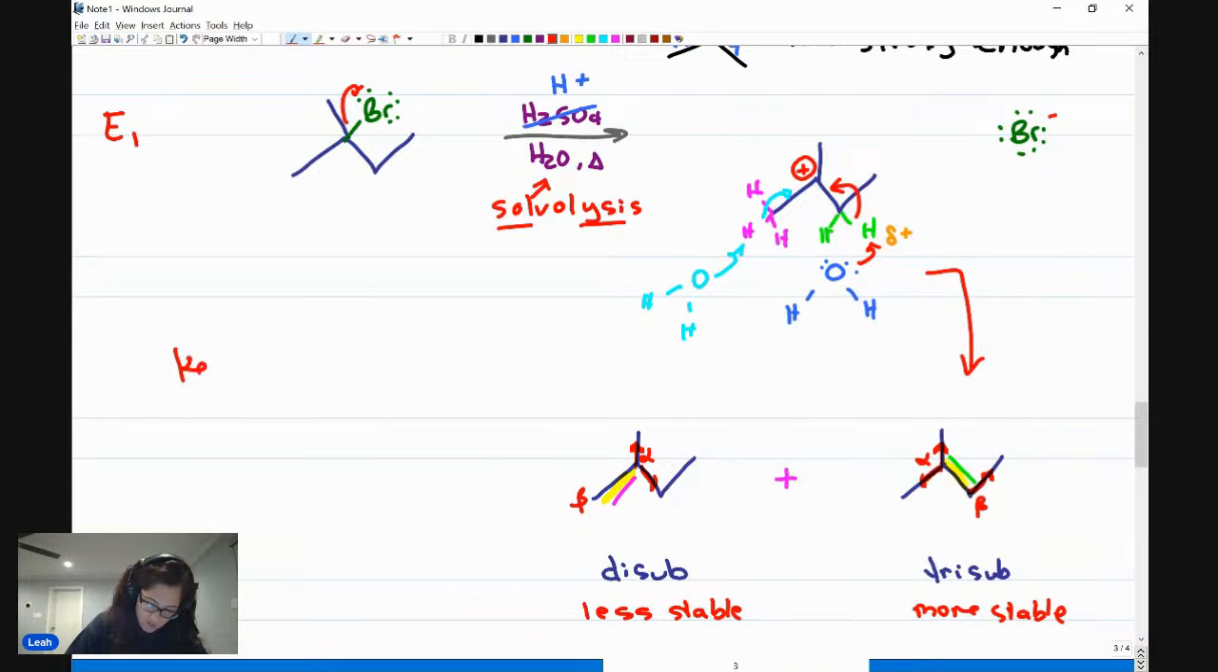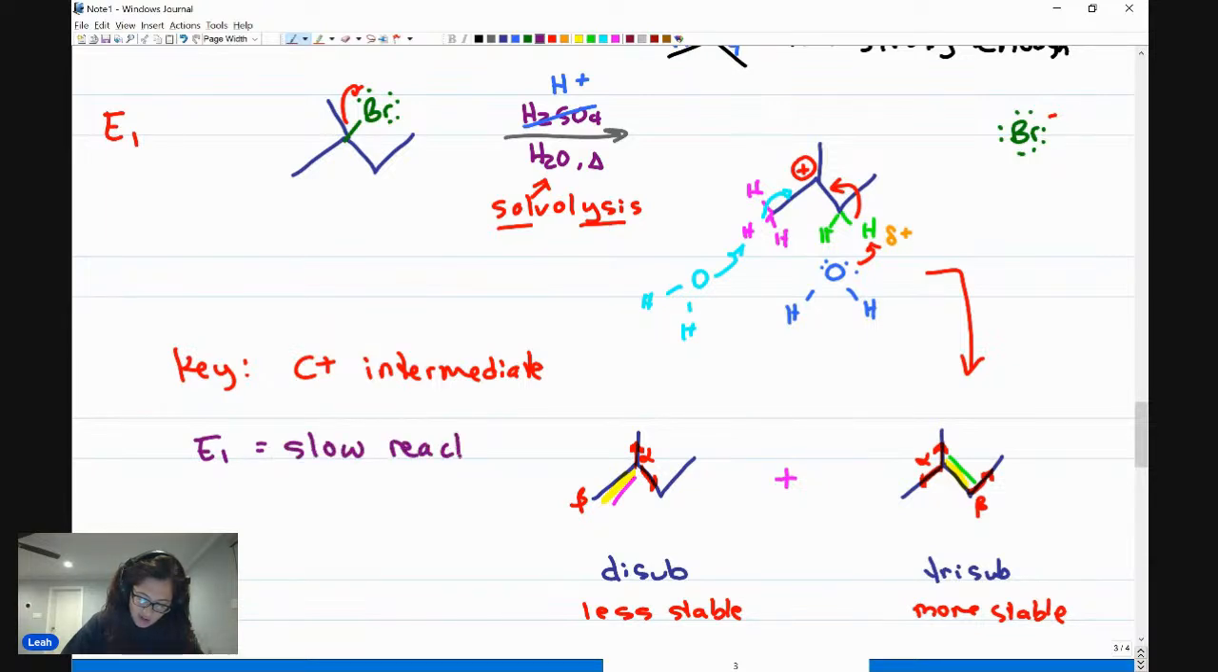So the absolute key, if you walk away with nothing else from today, I want you to know that the carbocation intermediate only happens in E1, not in E2. Because the carbocation is not very stable, it's a slow step. That means that the E1 reaction is a slow reaction compared to E2, which is a fast reaction, just like SN1 was a slow reaction and SN2 was a fast reaction.